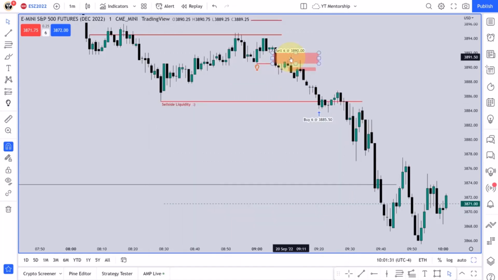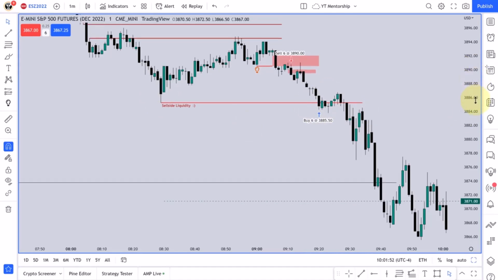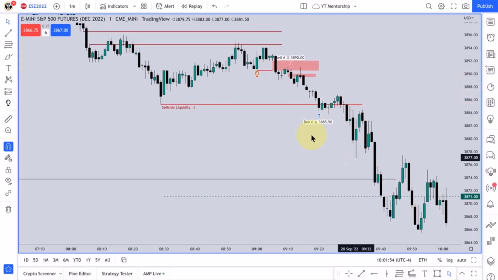Okay, you can see there's my entry, 6 contracts. The exit, I just failed to get below the low of this candle here. So 38.85 and a quarter. I was off by a quarter point, so I couldn't even match that because I was trying just to bail on the trade. And ultimately it went where I wanted to go to, but it's okay.